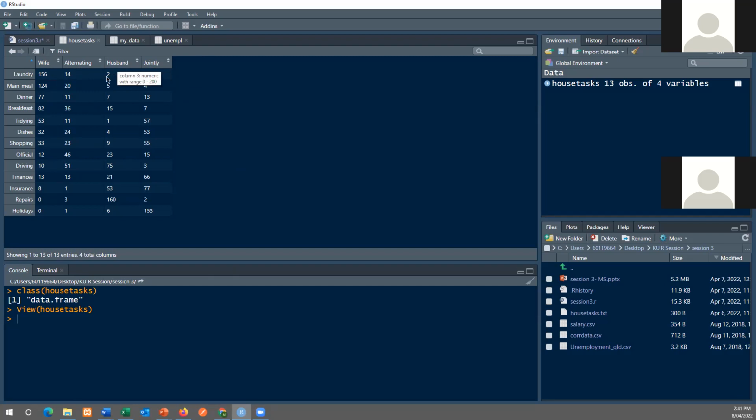Then husband is 2 times. Then jointly, they both do it together, only 4 people said they do it together. Okay. Likewise, these are the counts after all the survey you have done. You put those things in one column here, and this is a tabulation, and this gives you a frequency count of those things.